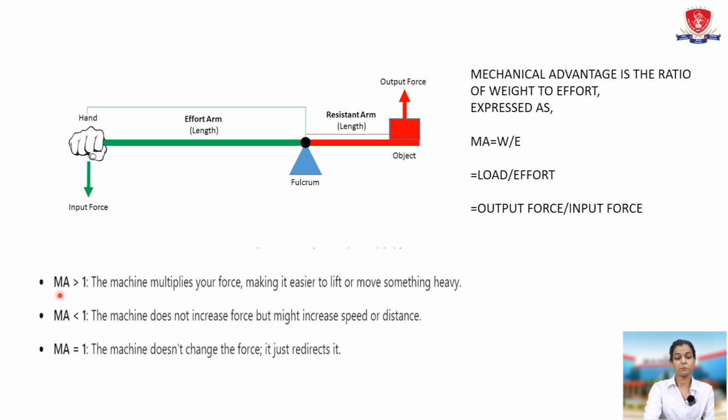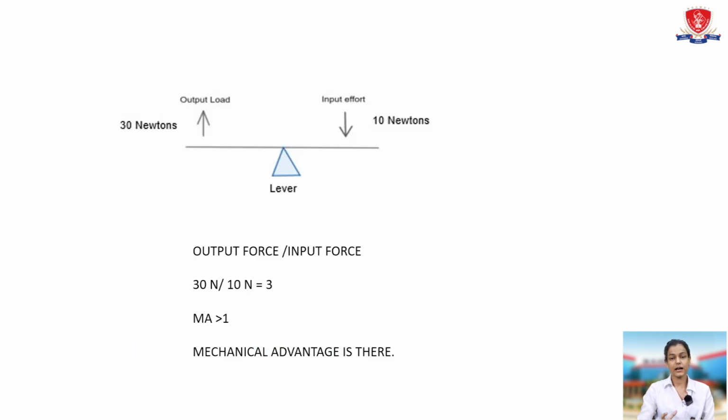Let's read this. Mechanical advantage more than 1: the machine multiplies your force, making it easier to lift or move something heavy. Mechanical advantage less than 1: the machine does not increase force but might increase speed or distance. And if mechanical advantage is equal to 1, the machine doesn't change the force. It just redirects it. Let's understand it better by a numerical example.